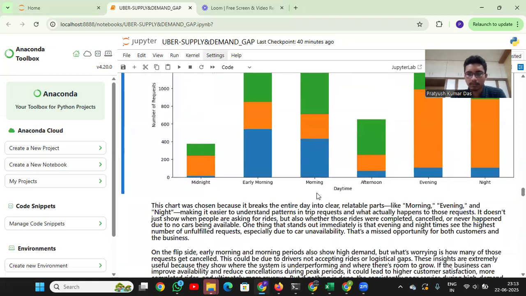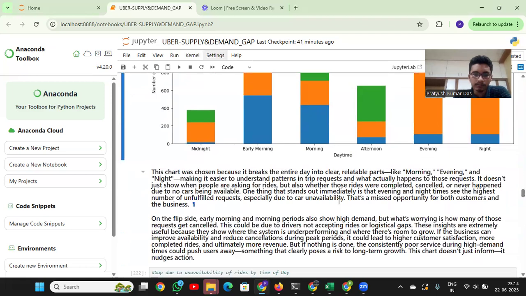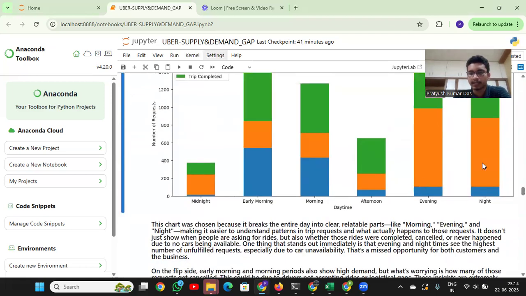This chart was also chosen because it helps us understand patterns, and it doesn't just show that people are asking for rides, but also whether those rides were completed, cancelled, or not available due to the unavailability of cabs. So again, I'm coming to the point that the evening and night time saw the maximum number of unsuccessful trips because of unavailability of cabs.